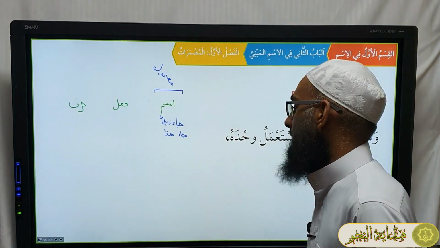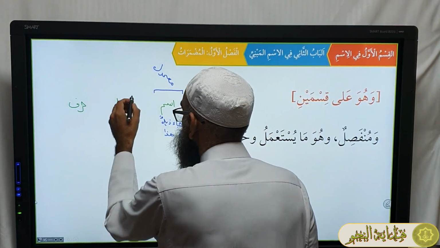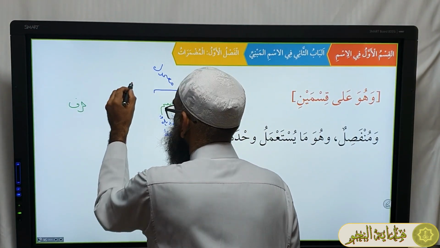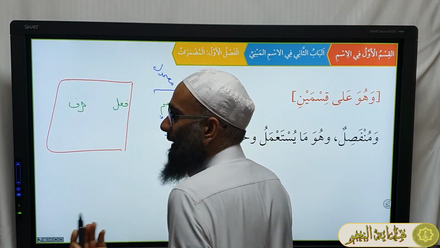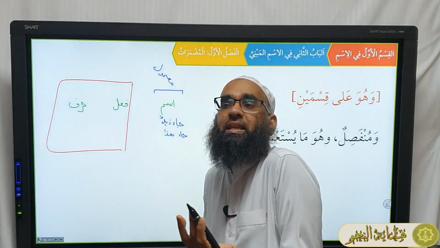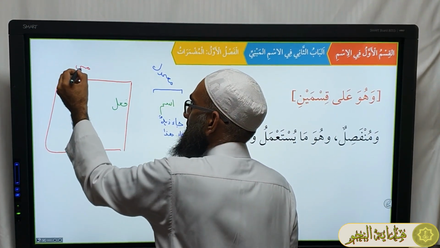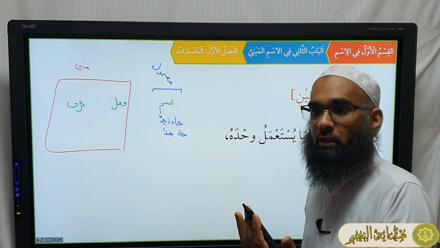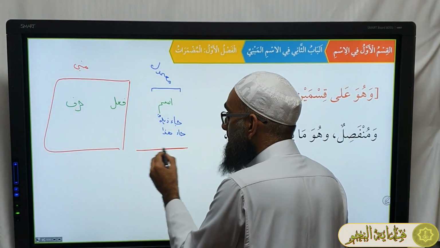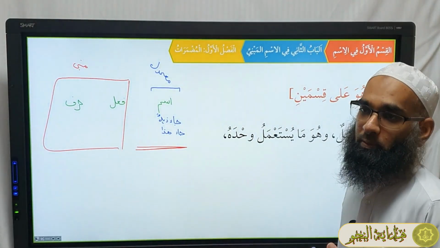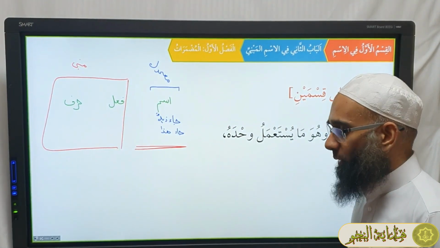Does that clarify? In a fi'l, when it's mabni, it doesn't have a mahalli i'rab. It doesn't have a grammatical slot. So the mabni within here doesn't have a slot, whereas the mabni dhamair here must be classified as marfu, mansub, and majroor. Has that clarified the question?